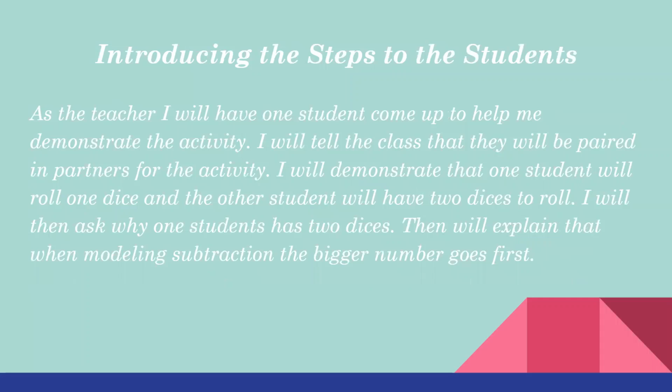And then introducing the steps to the students. So as a teacher, I would have one student come up to me and demonstrate the activity with me, and then I will tell the class that they'll be paired in partners for this activity. Then I will demonstrate with the one student that's with me to roll 1 dice, and I would roll the 2 dice, and he or she would roll the 1 dice. And then I would ask, why do I have 2 dice?